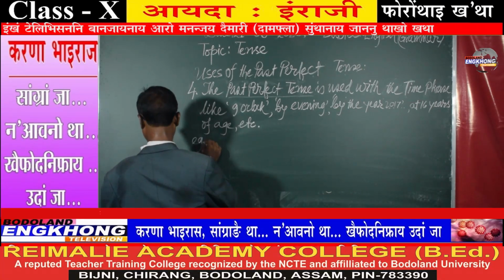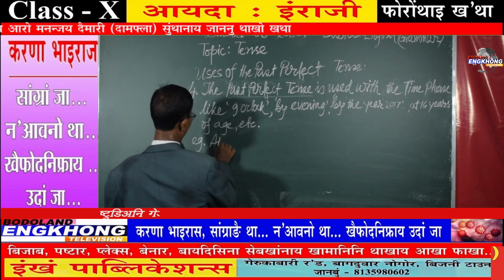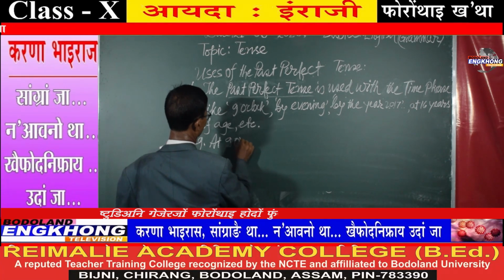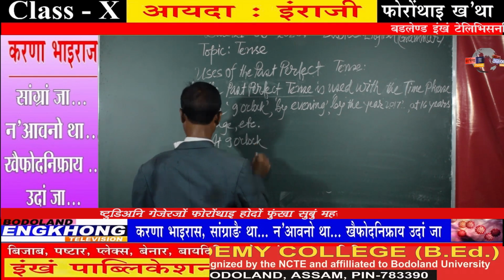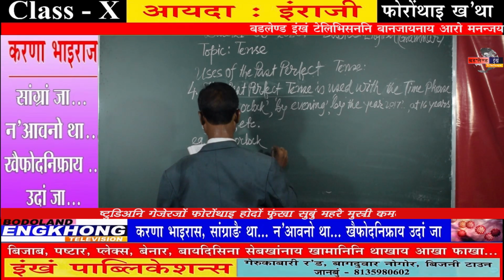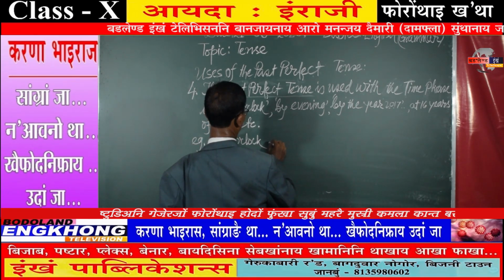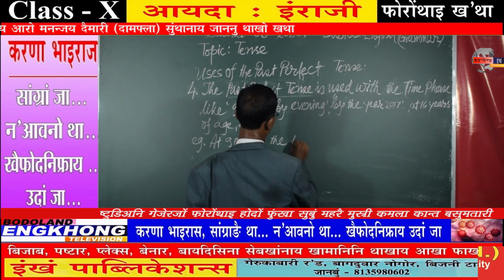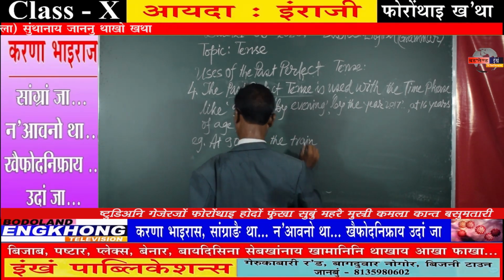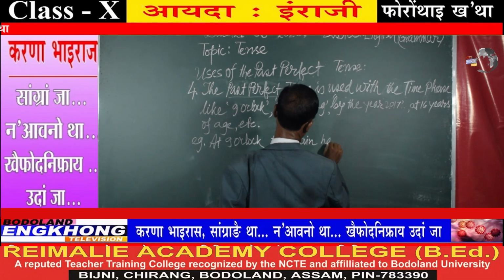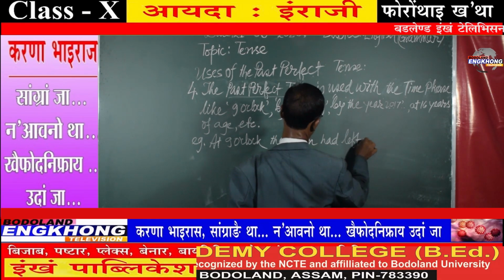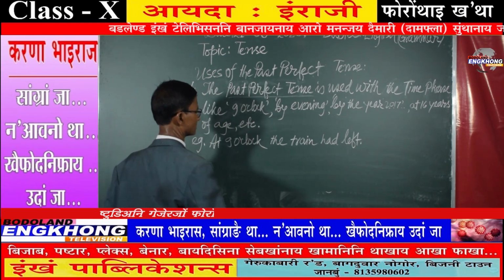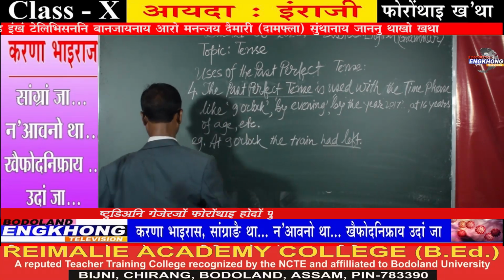Example: at 9 o'clock, the plane had left at 9 o'clock. The train had left. At 9 o'clock the train had left, like this. The train had left, past perfect.